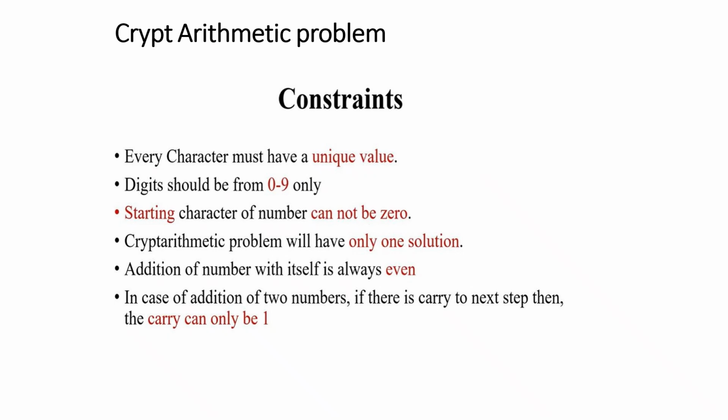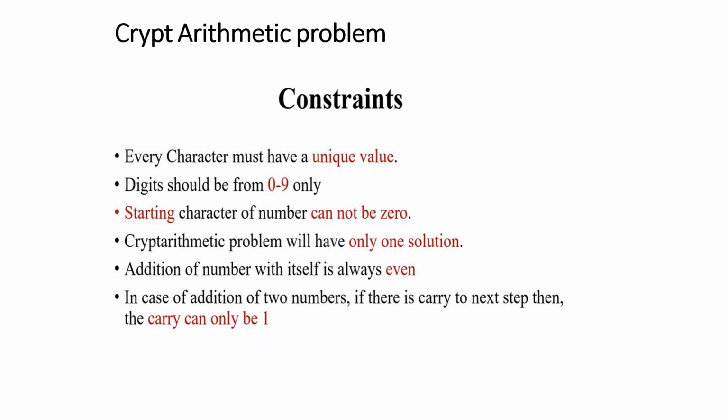So the first one: every character in that problem must be assigned a unique value. That unique value can be represented as 0 to 9. So whatever value is comfortable for the character, we can assign it. The third condition is that the starting character of a number cannot be 0. Whenever we assign a value to the starting character of a number, we cannot assign 0. So this is the third constraint.